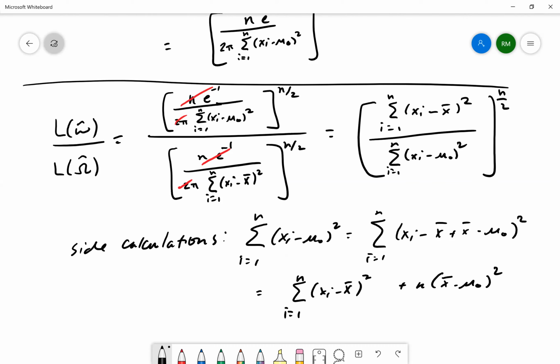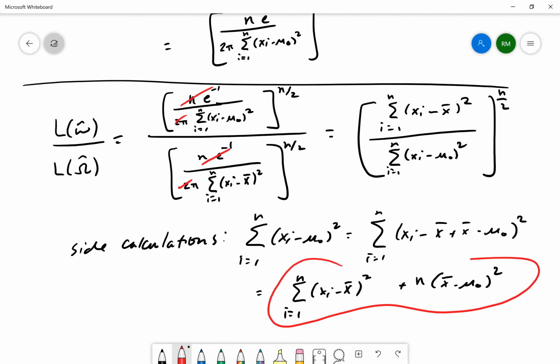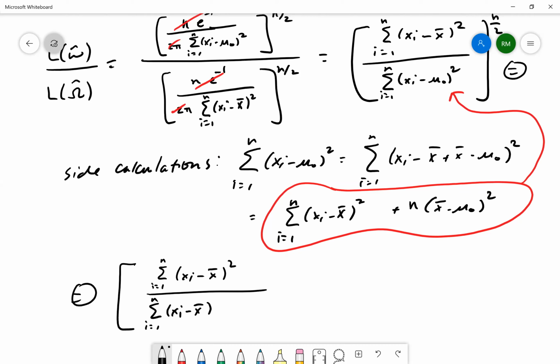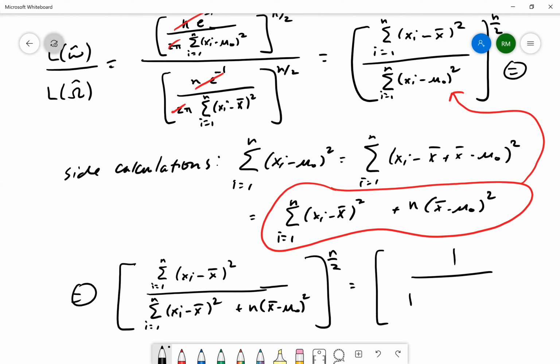Okay. So what we can do is we can plug this into the denominator. And what we get is the denominator simplifies to, I simplify that a little bit, it becomes 1 over 1 plus n times x bar minus mu 0 squared over the sum.